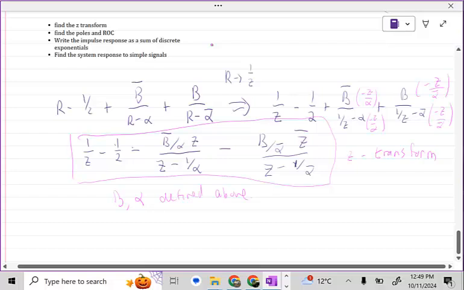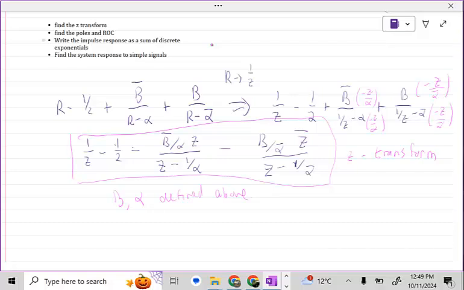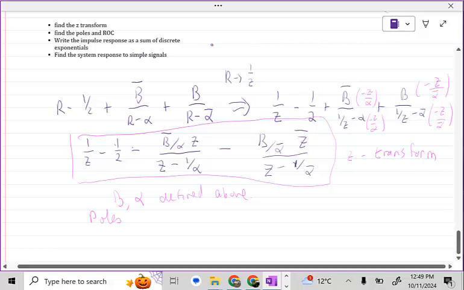Now, find the poles and the region of convergence. So the poles here are your 1 over alpha and 1 over alpha bar. And there's also a pole at 0. Okay, those are the poles. And then I want to find the region of convergence.